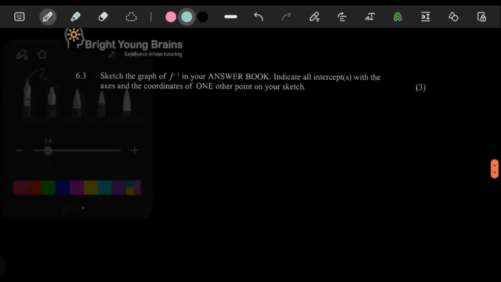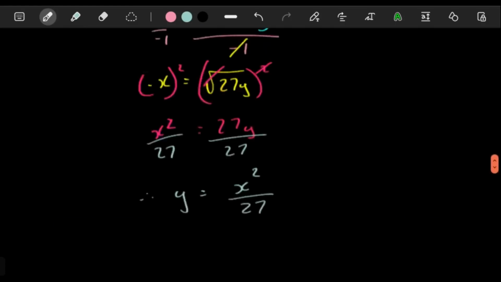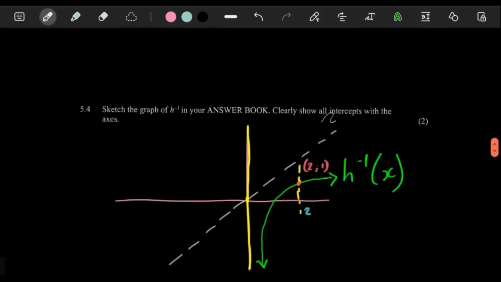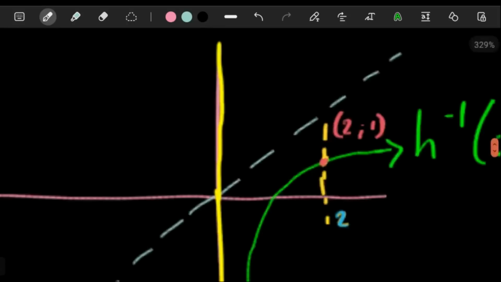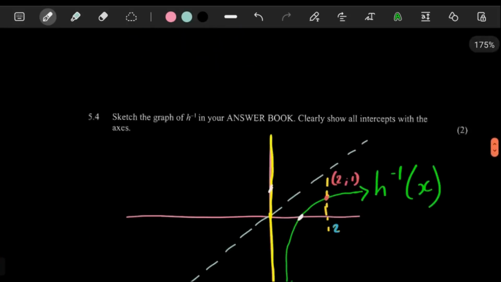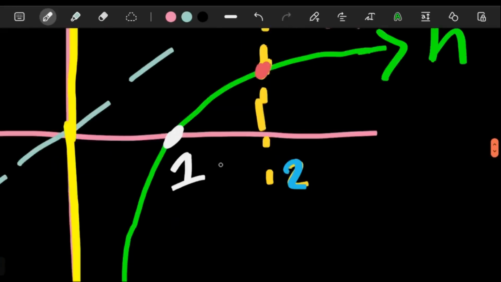You keep it moving. Keep it flowing like the water. 3 marks. Sketch the graph of the inverse in your answer book. Indicate all intercepts with the axes and one coordinate. Clearly show intercepts with the axes. Oh yeah, so this is an intercept with the axes. Since the original one is cutting at 1, this would also be cutting at 1. So we can just label it.